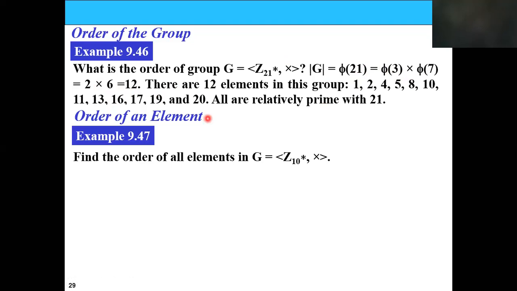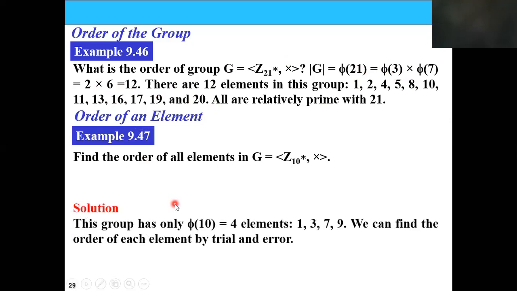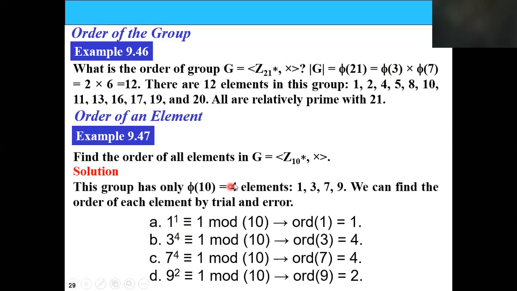All are relatively prime with 21. So the order of an element, like if you can see over here, the final element: the order of an element in Z10* under multiplication. The group has only four elements, that is 1, 3, 7, 9, whose inverses are possible. Whenever I write Z10*, it means I have to take the unit elements, the elements whose inverse is possible.